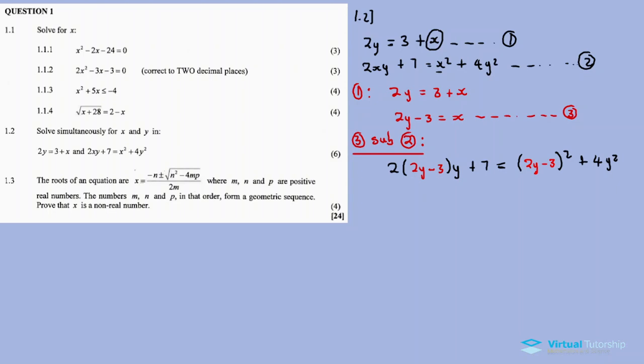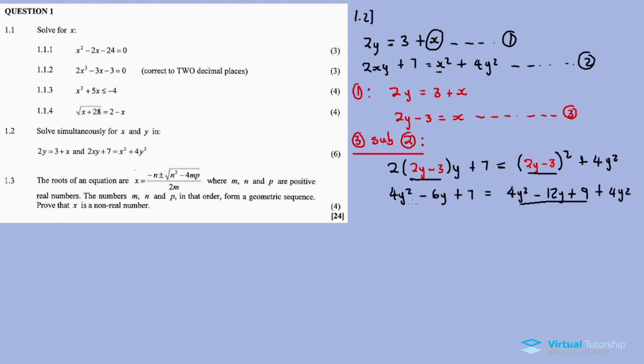Where there's x, I put 2y minus 3. Where x is, I put 2y minus 3, and then I simplify: 2y, and this y, multiply inside the bracket, and this 2y minus 3 squared will have two brackets, then we simplify, and we end up with something like this. 2 times 2y times y is 4y squared. 2 times minus 3 times y is minus 6y, plus this 7, and then I multiply these brackets. You will get this trinomial, plus 4y squared.